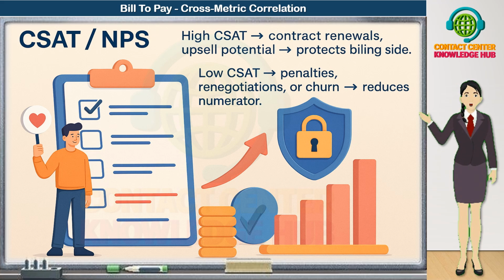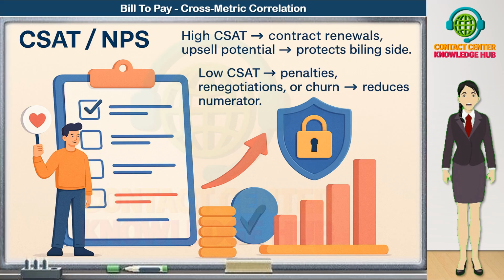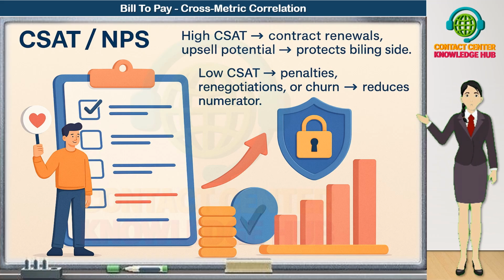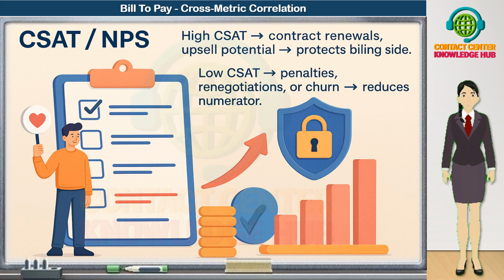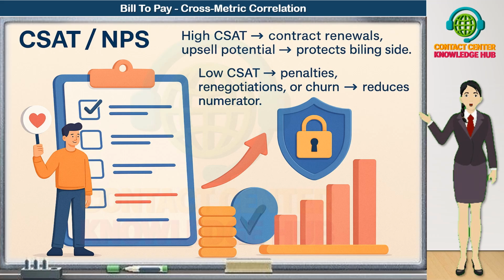But when CSAT and NPS are low, the opposite happens. Clients may renegotiate rates, impose penalties, or in some cases, even churn. This reduces revenue, weakens the numerator, and erodes the ratio over time. In short, strong CSAT and NPS scores act as a protective shield for the bill-to-pay ratio, keeping revenue stable while enabling future growth.